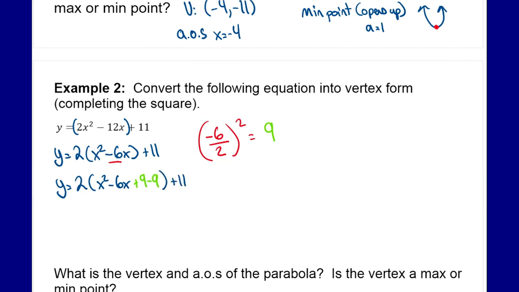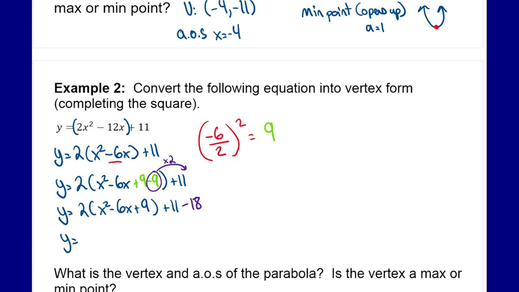Plus 11 outside the bracket. I want to move this minus 9 out. When I move it out, I need to reapply the factor. So because I took a factor of 2 out, I need to reapply that on this minus 9 when I move it outside the bracket. So that means I need to multiply the negative 9 by 2 when I move it out. So I get y equals 2 times x squared minus 6x plus 9 in brackets, plus 11 minus 18.